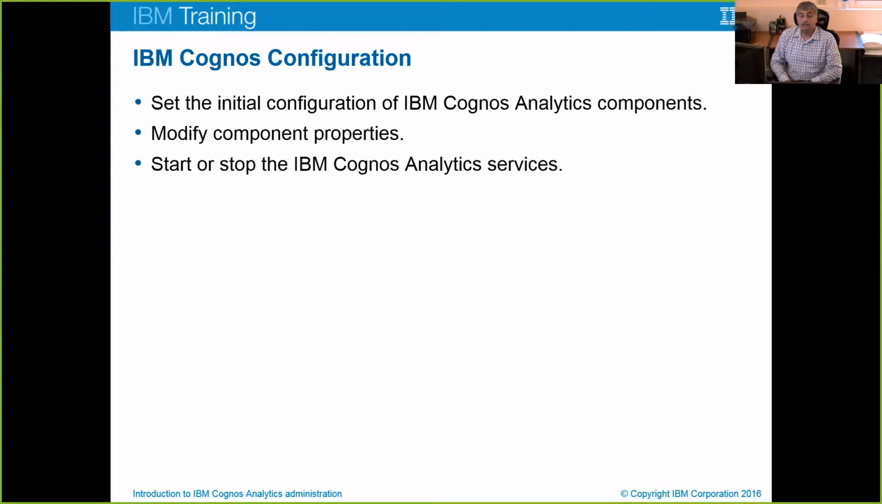Start or stop the IBM Cognos Analytics services. So you are able to start or stop the server. When you do it from IBM Cognos Configuration, you get much more feedback. You can always start or stop the service from Windows, Unix or Linux. There are batch files and shell files available to start or stop services, but you can also do it from IBM Cognos Configuration. If you do it from IBM Cognos Configuration, you are able to see much more granular messages coming from the start or stop.